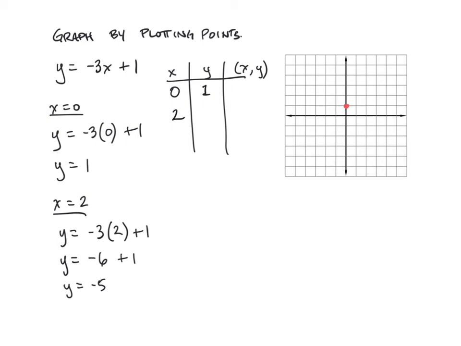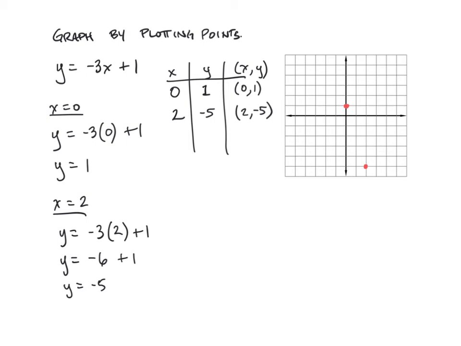So when x is 2, y is -5. Whoops, forgot to do my ordered pair. So I'll have (0, 1) and (2, -5). So I have 2 points now. 2, -5, 1, 2, 1, 2, 3, 4, 5 is right here. So there's 2 points on our line.